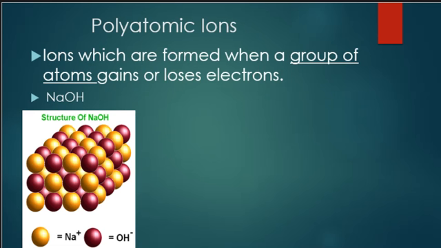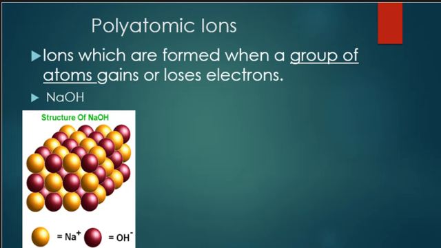All right, so what is a polyatomic ion? I think this is a blank to fill in. Ions which are formed when a group of atoms gains or loses an electron. So we know what an ion is. An ion has gained a charge by taking on or giving up an electron. Well, we can have a group that does it as well.